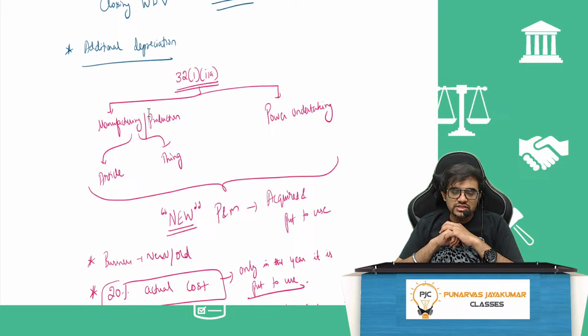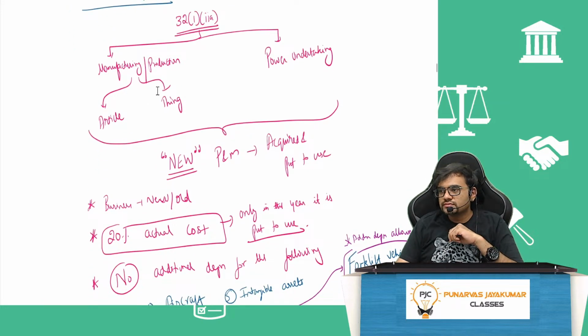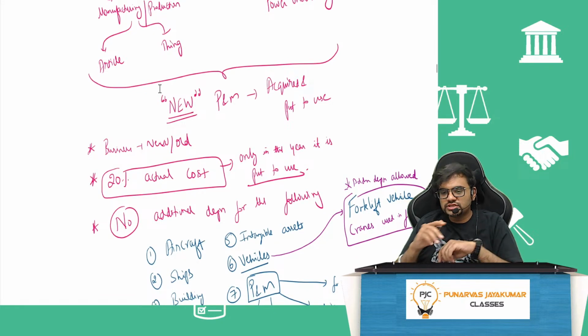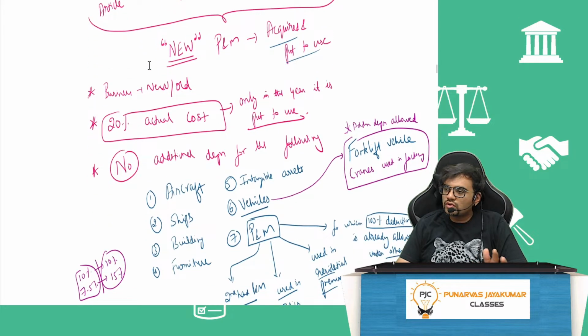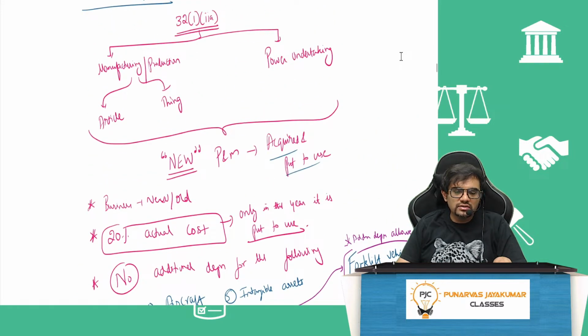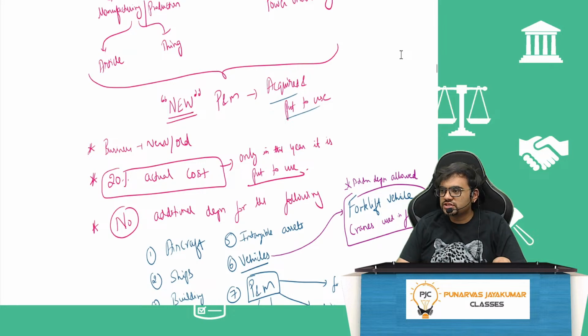For what type of machinery? New plant and machinery. You will get it for new plant and machinery, which is acquired and put to use during the year. Business can be new or old, I don't care. The machinery must be new. So you will get extra 20% depreciation on actual cost. You can claim apart from 15% machinery, you will get 20% extra in that year where it is acquired and put to use.